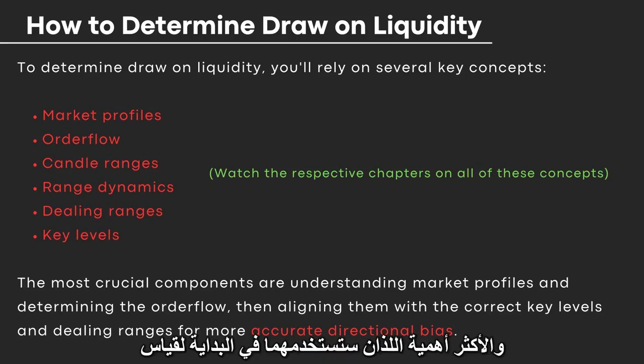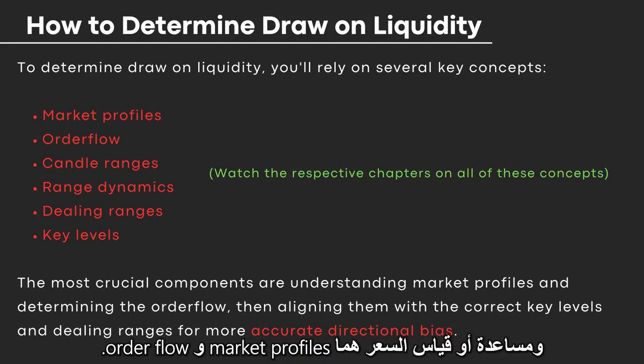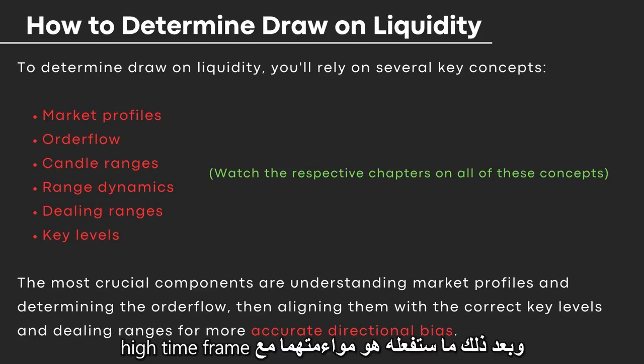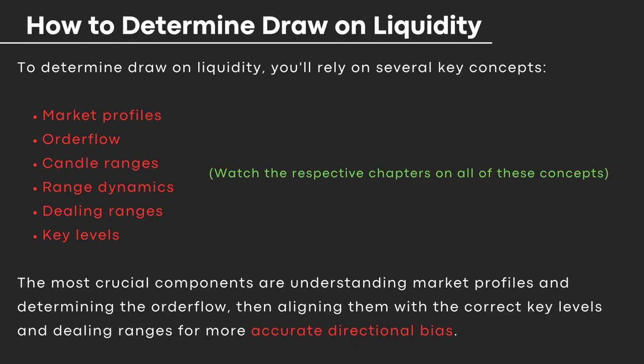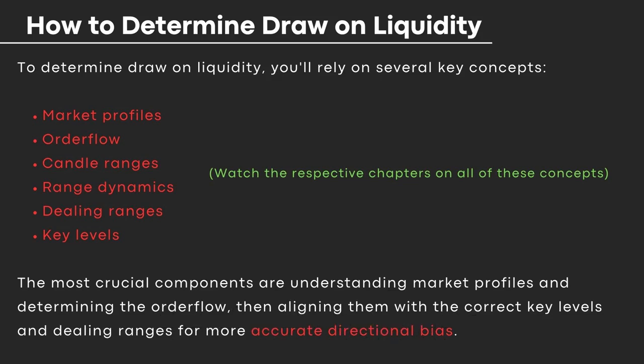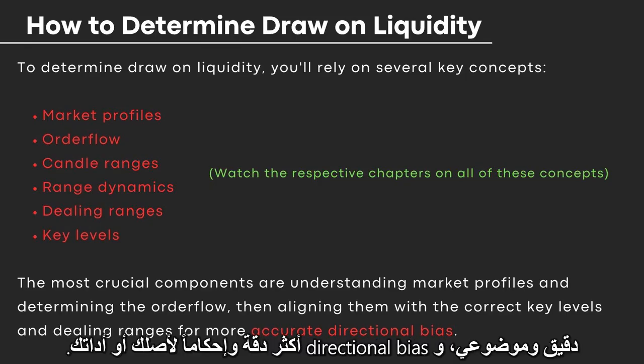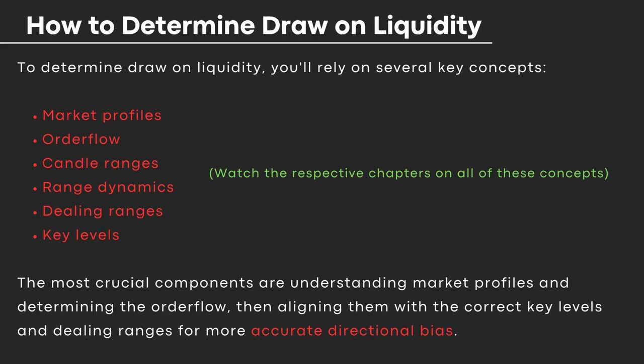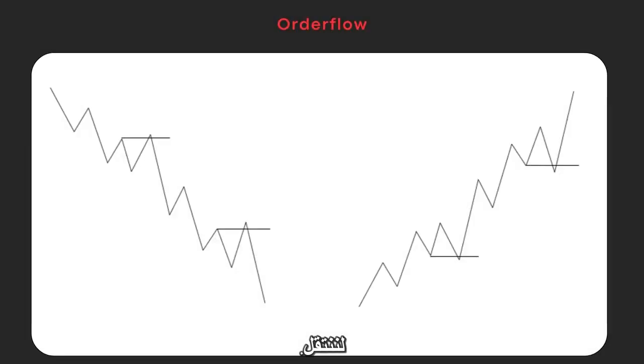Now, the two main and most important concepts that you'll initially use to gauge and assess or measure price with are market profiles and order flow. And then what you're going to do is align them with higher time frame key levels and dealing ranges. And when all of those are combined together with candle ranges and range dynamics at specific and key times, you'll always end up with a refined and objective drawn liquidity and a more accurate and precise directional bias for your asset or instrument, right? Moving on.